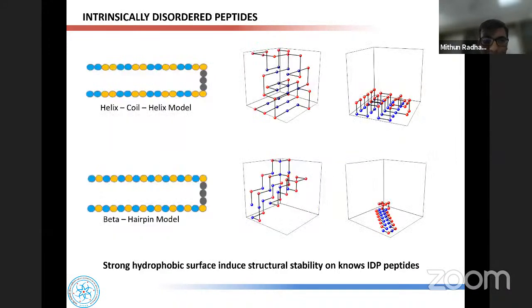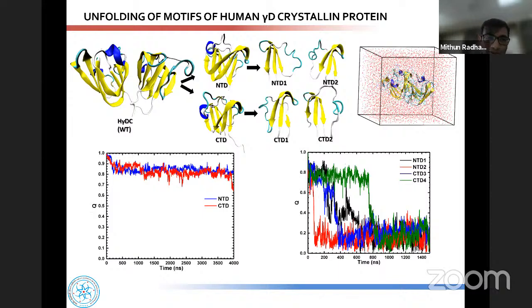This is again some of our work where we show that these are IDPs. In bulk, they actually don't have any structure, but upon adsorption on a surface, for example, here it forms a nice beta sheet. Here it forms sort of a helix. Basically the surface is acting as a template to stabilize the protein. So this is just to show how this also can be.